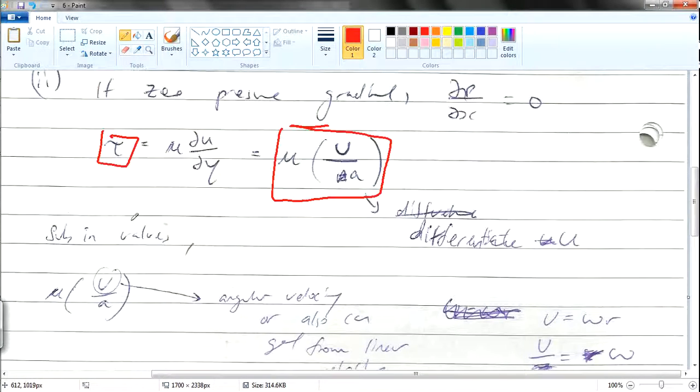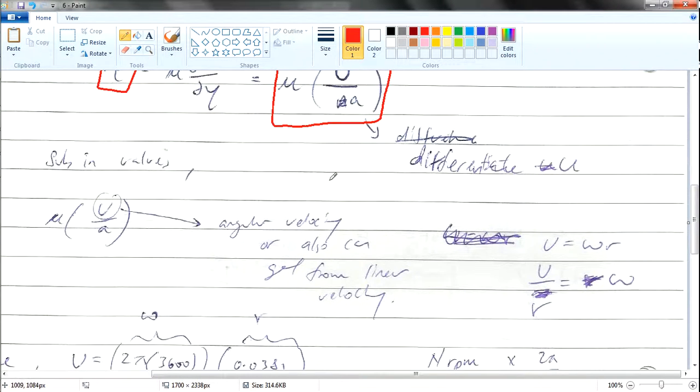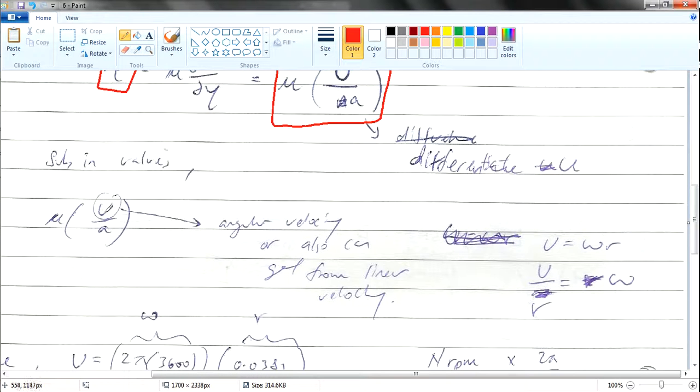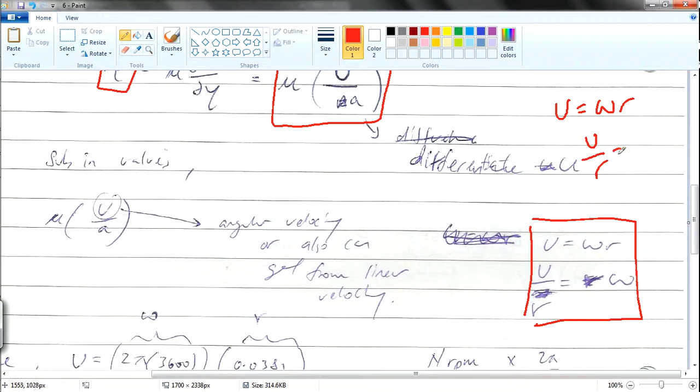So you just sub in the values. In this case, U is your linear velocity at the shaft surface, which can be obtained from the angular velocity. How do you get it? If you still remember, this one is from your previous video. U is equal to omega r. So U over r is equal to omega.